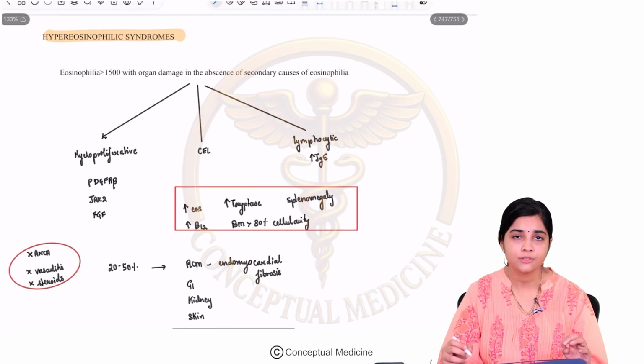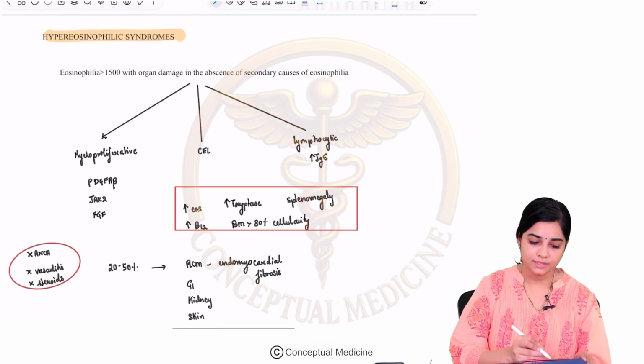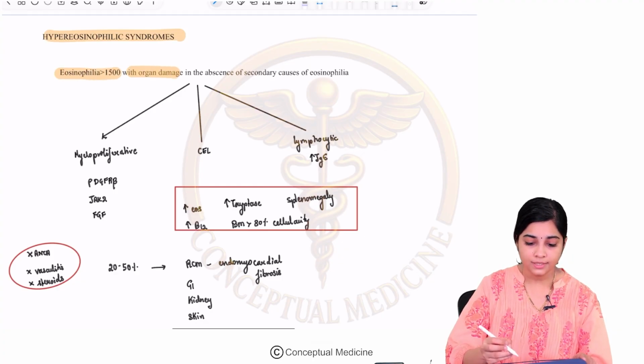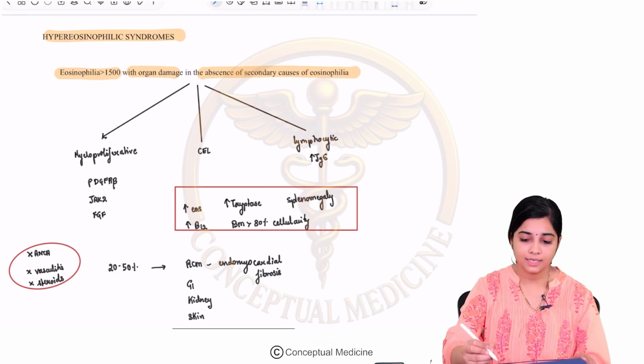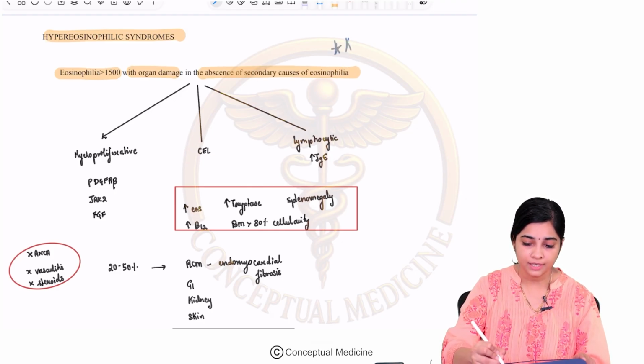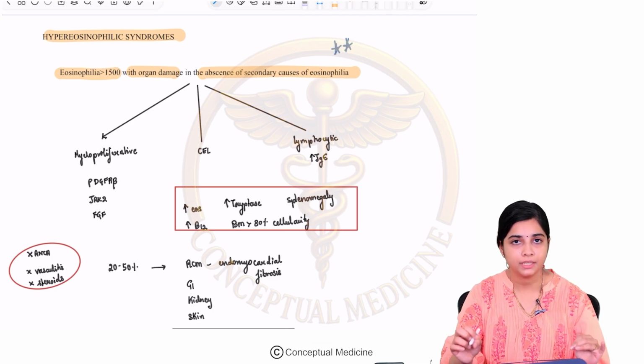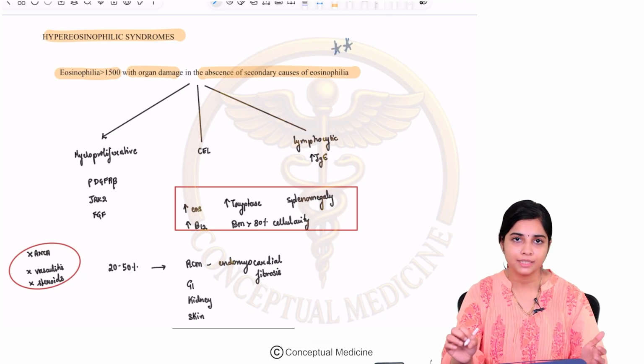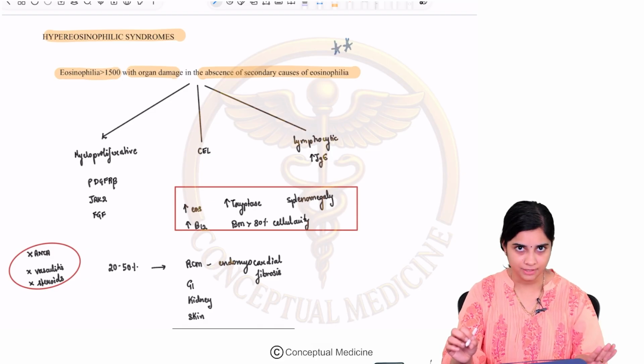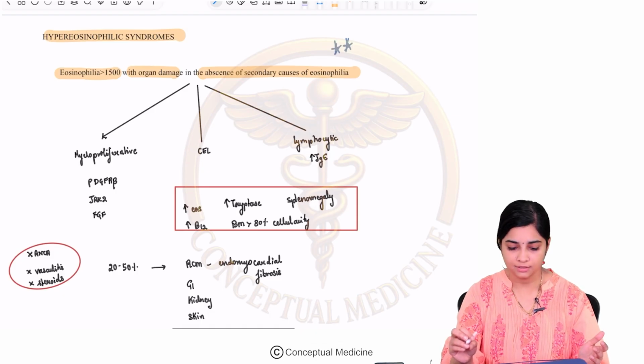So, what are hypereosinophilic syndromes? Hypereosinophilic syndromes is characterized by peripheral eosinophilia more than 1500 with organ damage in the absence of other secondary causes of eosinophilia, right? So they can have end organ damage very similar to EGPA. They can have CNS involvement, GI involvement, they can have lung involvement, kidney involvement because of eosinophilic infiltration. Okay, so hypereosinophilic syndromes are characterized by eosinophilia more than 1500 with organ damage in the absence of other causes.